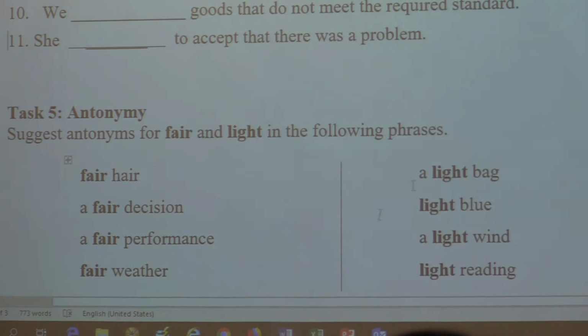A light bag. The antonym, very easy. Heavy bag, that's right. Light blue. Dark blue, that's right. A light wind. Strong wind, that's right. Light reading. Light reading means you read something very easy. You don't need to think. You read something easy, maybe the comics, right? So this is light reading.